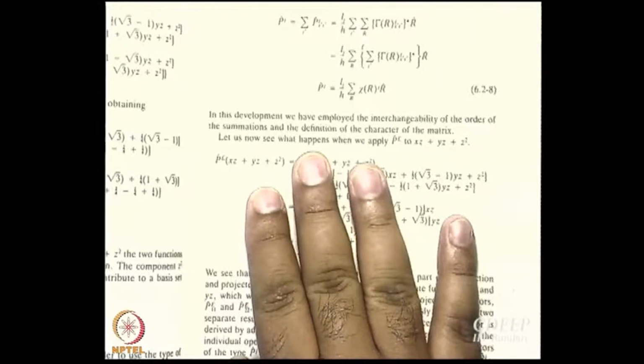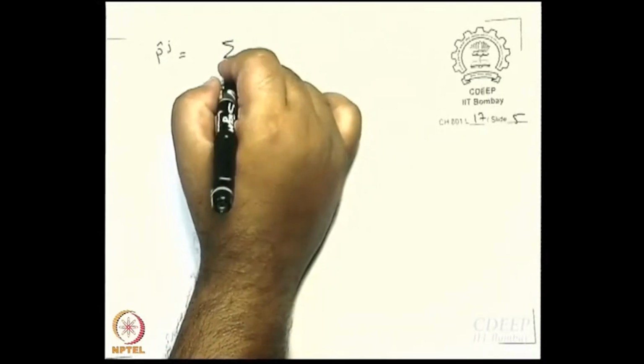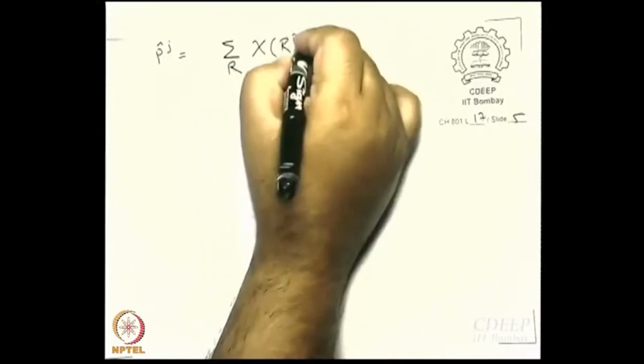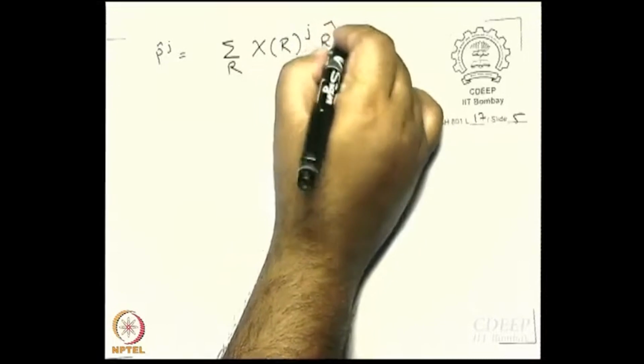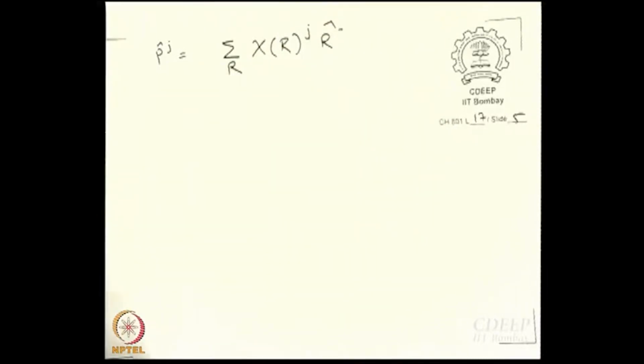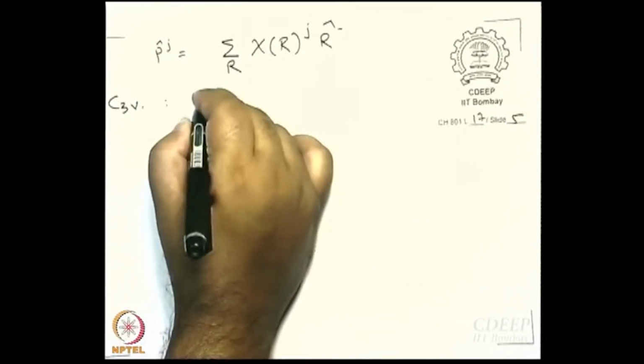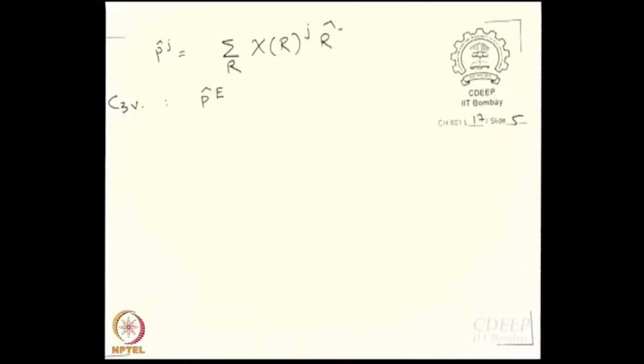Want to work this out? P superscript j hat is equal to sum over R chi R of j R hat. So what I want to do is, for C3V, I want to use PE. Got it? You understand what's the meaning of PE? Projection operator corresponding to the E symmetry species, E irreducible representation, the third one, the two-dimensional one. Okay? Got it?